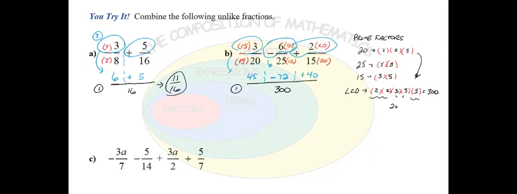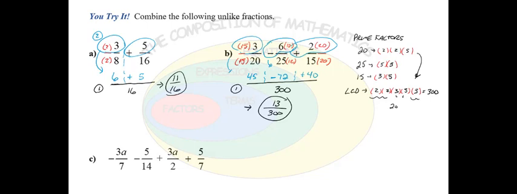Alright, so now if I simplify the numerator, that would be 95 minus 72. No, excuse me, 85. 45 and 40 is 85. Minus 72 is 13. So 13 is prime, so 13 over 300 would be our answer. I can't simplify that any further.